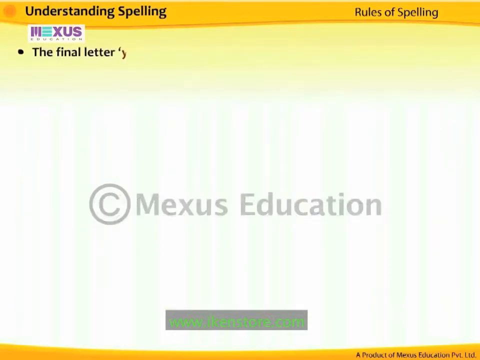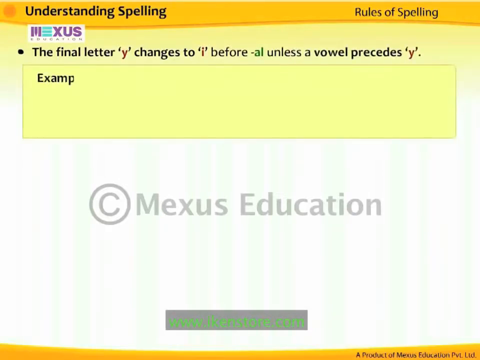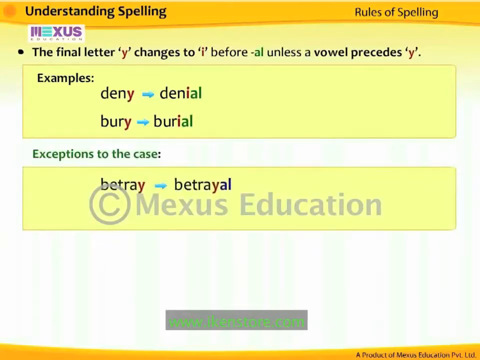The final letter Y changes to I before AL unless a vowel precedes Y. Thus, DENY, deny, becomes DENIAL, denial. Similarly, bury takes an I in burial. Exceptions to the case are betrayal and portrayal. They do not take an I before AL.